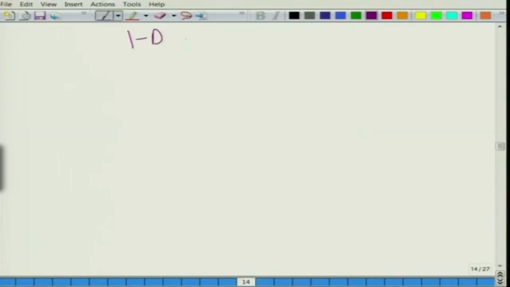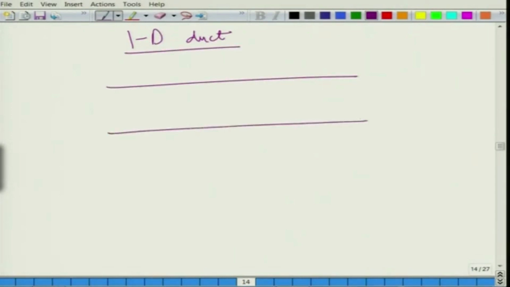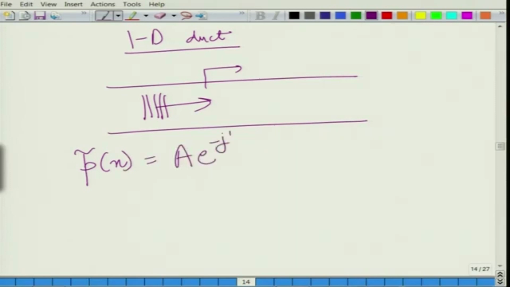So, let us begin with the one dimensional duct case. Let us say we have wave propagation in a one dimensional duct, and you have certain waves which go like this. The acoustic pressure then is P(x), which is nothing but A e^(-jk0x) plus B e^(jk0x). Like I have been mentioning, A and B are the amplitudes of waves, A propagating in the positive x direction, and B propagating in the negative x direction.